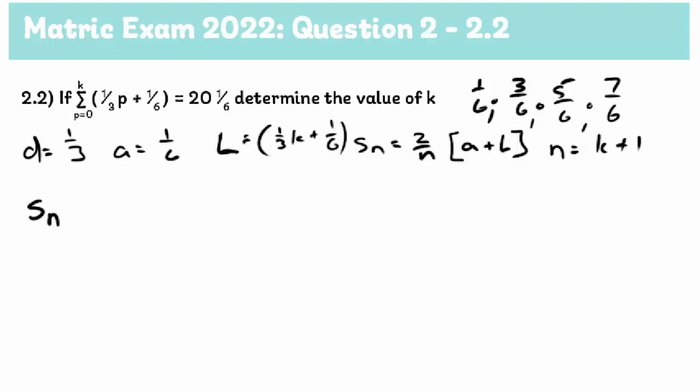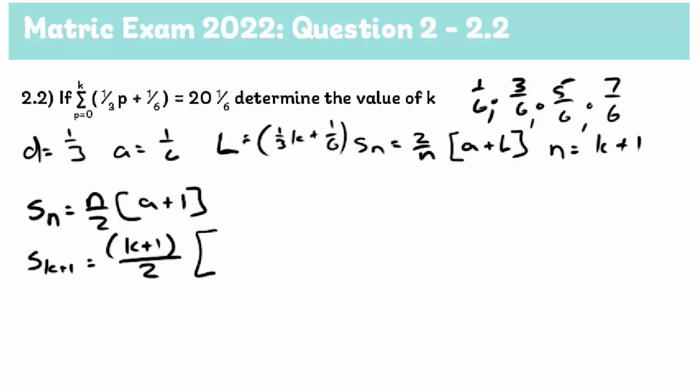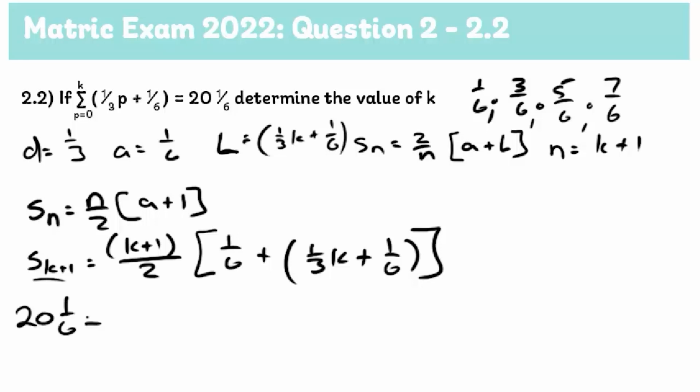Okay, so now the formula we're going to be using is n/2 times the first value plus the last value. And we can substitute this in. What is n? It's k plus 1, so k plus 1 over 2. What's the first value? It's 1 over 6. And we go plus. What's the last value? It is 1 over 3k plus 1/6. Okay, so let's work this out. Now what is the sum? The sum equals 20 and 1/6.